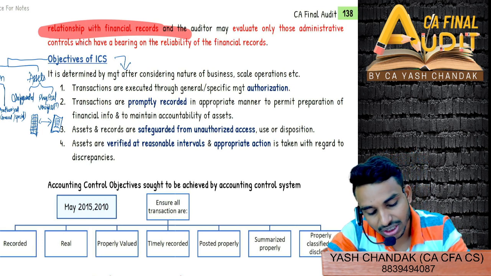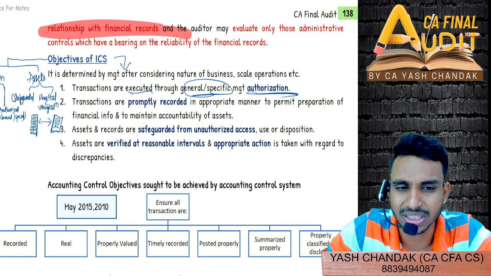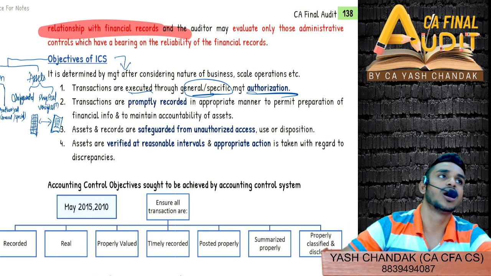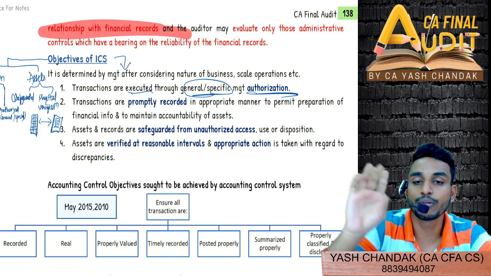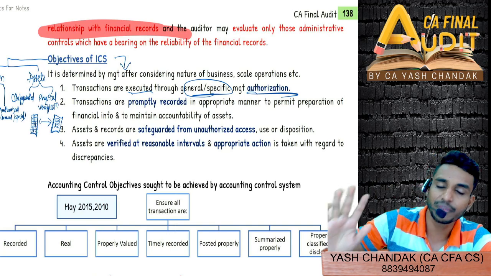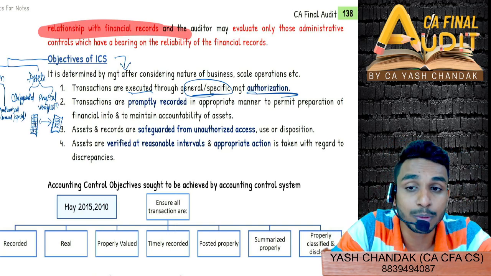So first is transaction should be executed only and only after authorization. Management authorization could be either general or special authorization. So general authorization means, suppose they have given you the authority to transact for up to 1 crore. Up to 1 crore you can transact. So generally they have authorized you by BOD, board of directors, or whoever has given you the authority.